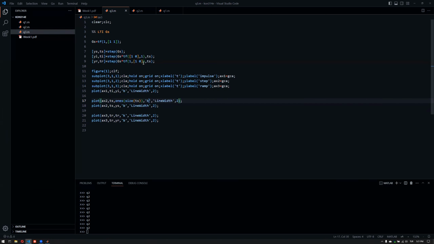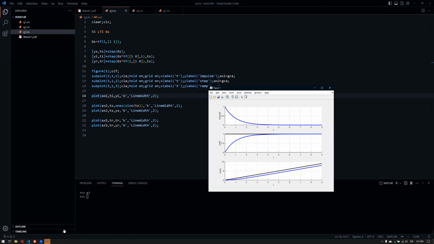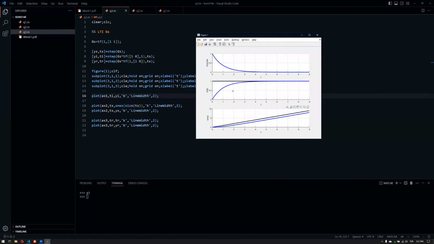I'd prefer not to visualize the impulse type input because it would be infinity at t equals 0 and then 0 for all other time instances. Oh, this should be K3. And there we go. We have the ramp response, the step response, and the impulse response.